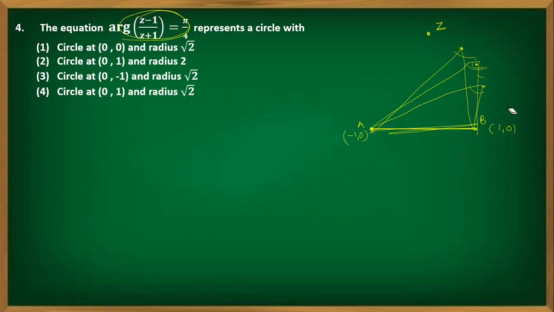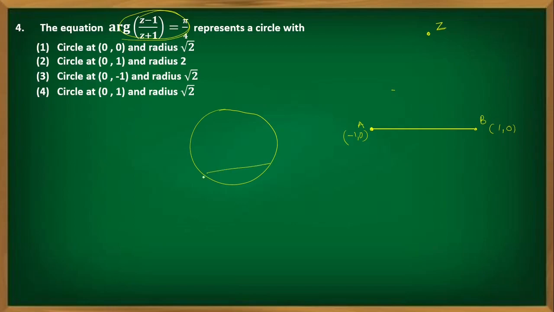Circle, right? The angle made by a chord of the circle on one side of the arc is always fixed. That we know, right? If you have a circle and there is a chord, this angle or this angle or this angle is always the same. So that is fixed here, which is pi by 4, right? So argument of (z minus 1) by (z plus 1) equal to pi by 4 means at the moving point z, the angle made by the line segment AB is pi by 4. So it's on the circle. Z is moving on the circle, that you have to understand.